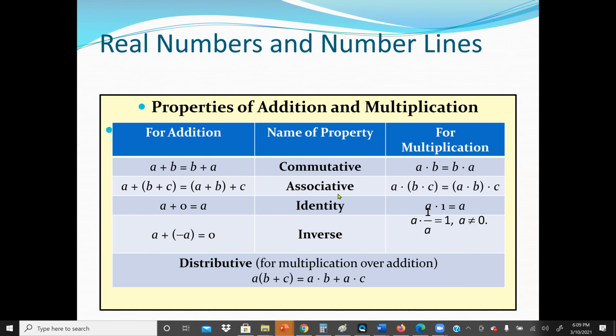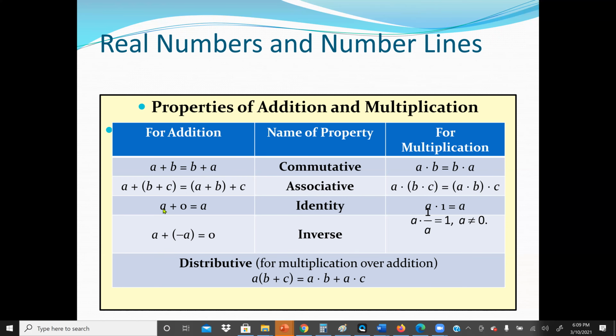With the associative property, A plus parenthesis B plus C is the same as parenthesis A plus B, close parenthesis, plus C. With multiplication, it's the same thing: A times parenthesis B times C equals parenthesis A times B, close parenthesis, times C. This is called the associative property of both addition and multiplication.